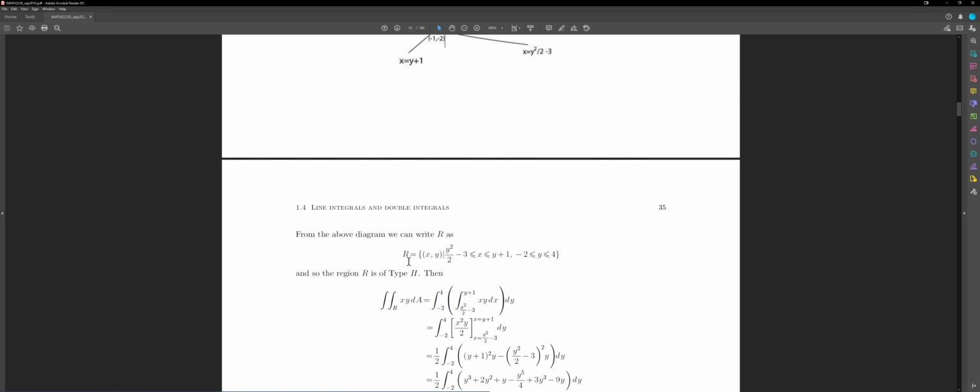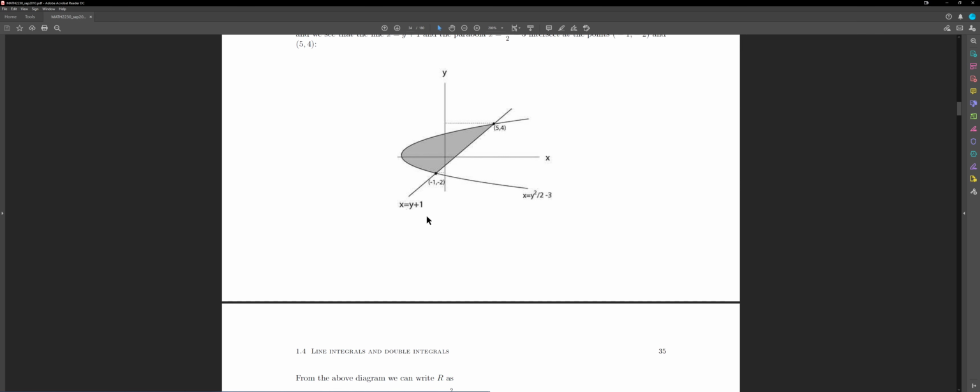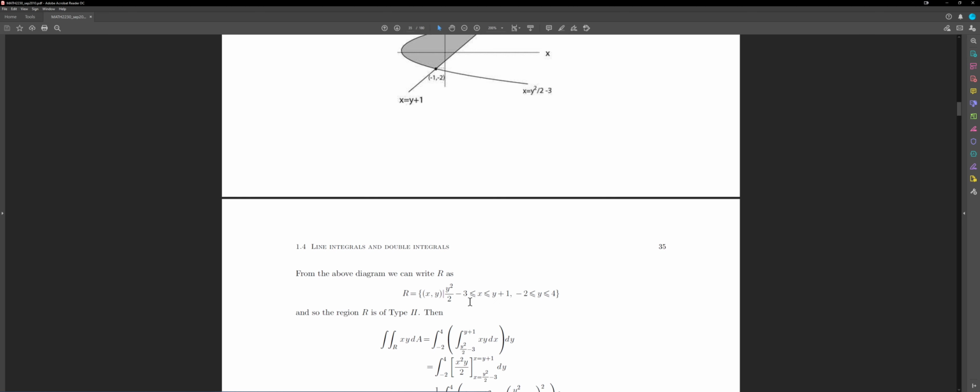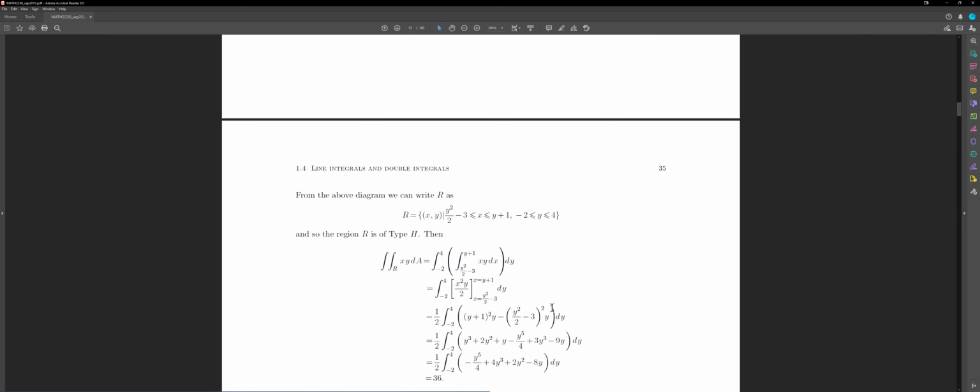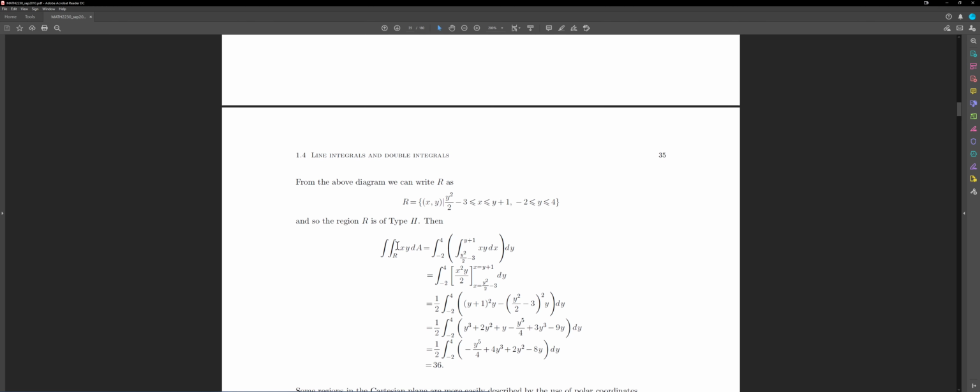Okay, so you have your region over here, and now you express it as a type 2 region, right? And once you have this, now you can do your integration. Okay, so I want to evaluate this double integral of xy over this type 2 region, right? And as I just said, what you do is you integrate with respect to x first. Now when you integrate with respect to x, what you need are x limits, and the top x limit is y plus 1. The bottom x limit is y squared on 2 minus 3, right? Okay, so I need to work out this inside integral here first. I'm integrating with respect to x.